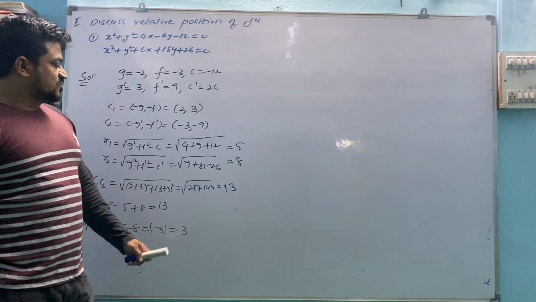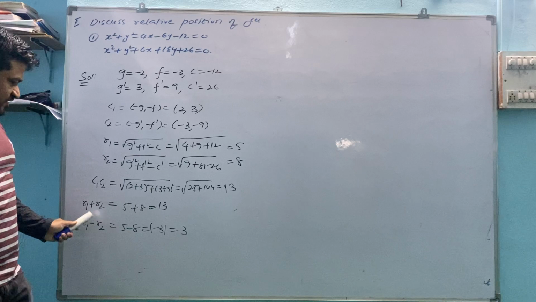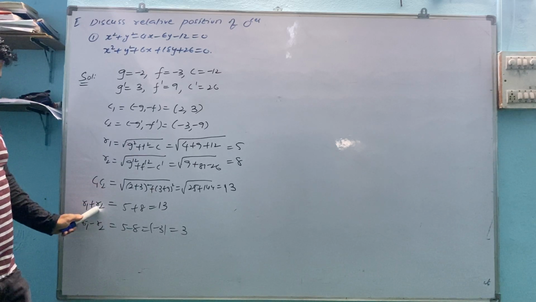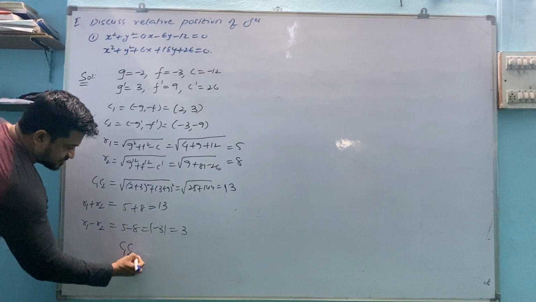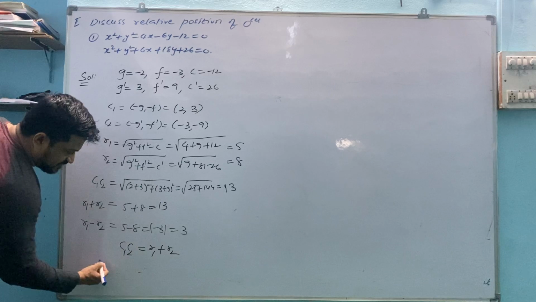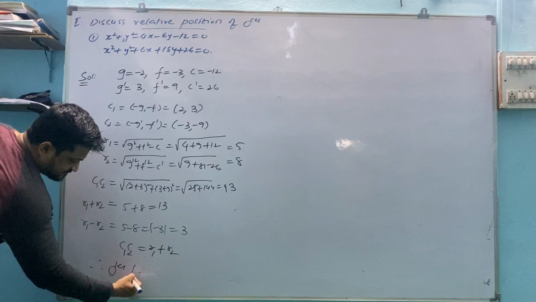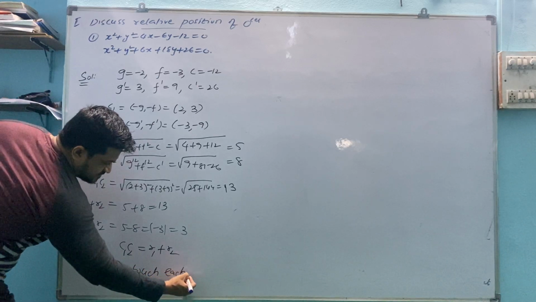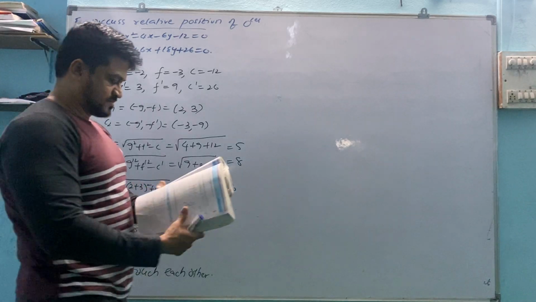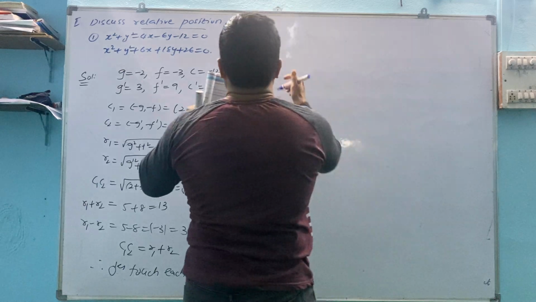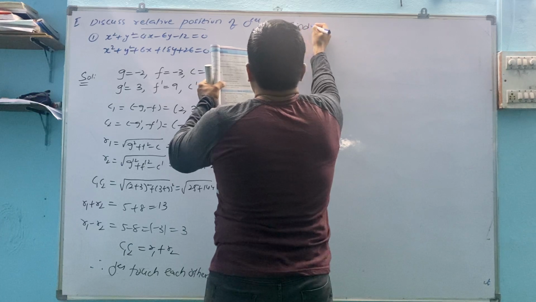Now what did we get? We have to check this one: C1C2 and R1 plus R2. Whenever we look at relative position or number of tangents, what will we do? C1C2 will be checked with R1 plus R2 and R1 minus R2. Which one is equal? C1C2 is equal to R1 plus R2. When C1C2 is equal to R1 plus R2, what is the position? Circles touch each other. A few more bits are there that you have to do by seeing your textbook.